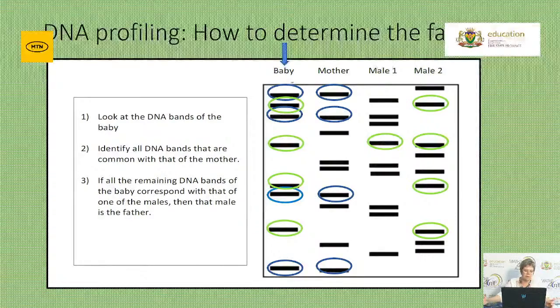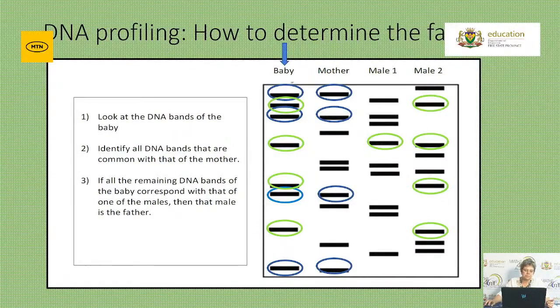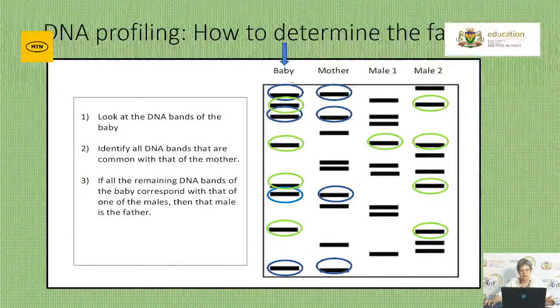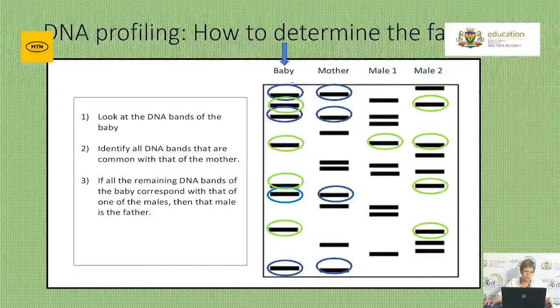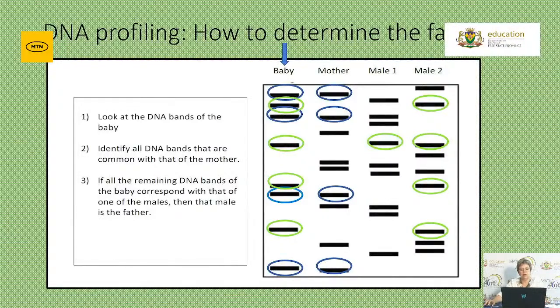And if it's about suspects and DNA that was found on a glass or something, then we will say the DNA profile bands found on the glass match the DNA profile bands of suspect one. So we refer to this as DNA profile bands. Make sure that you do that. Otherwise, it's not great. So in this case, we don't say more DNA profile bands match male 2. We must specifically mention that the remaining DNA profile bands match male 2.